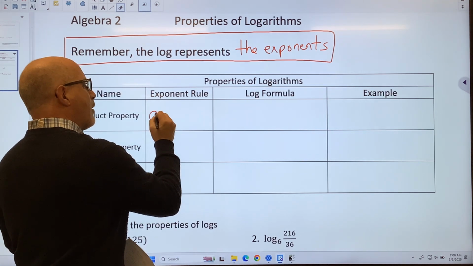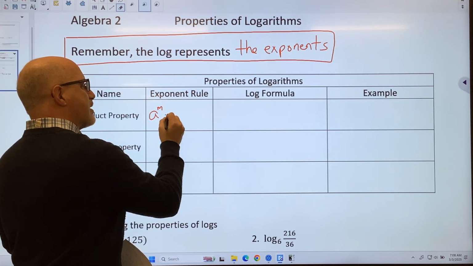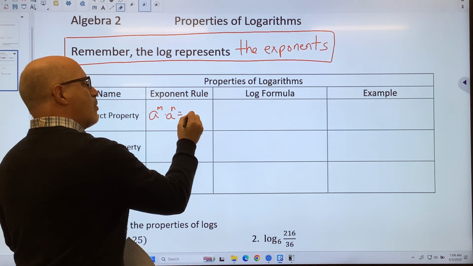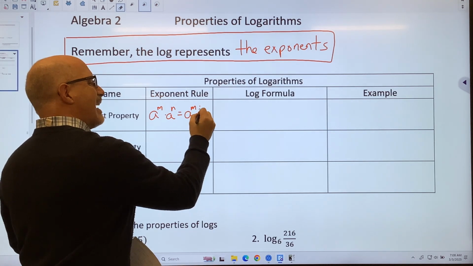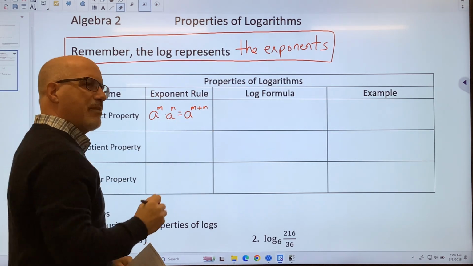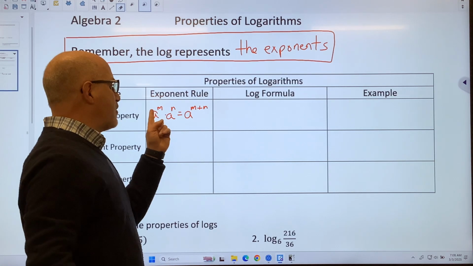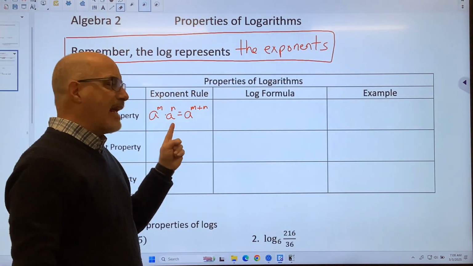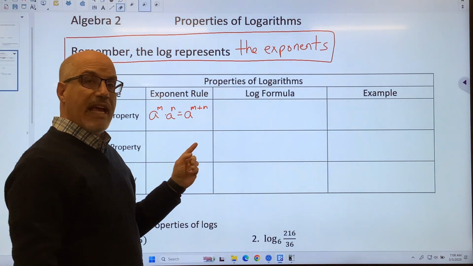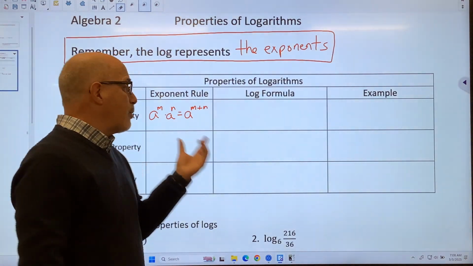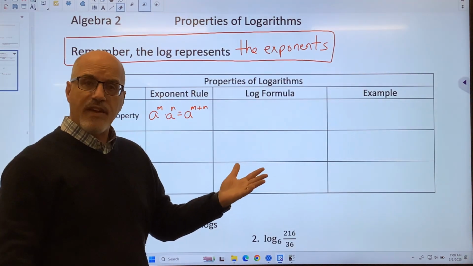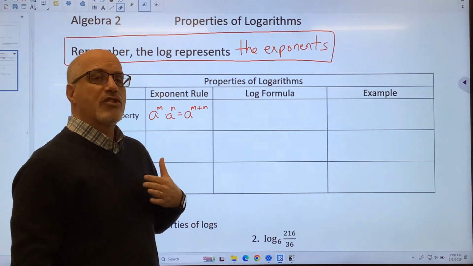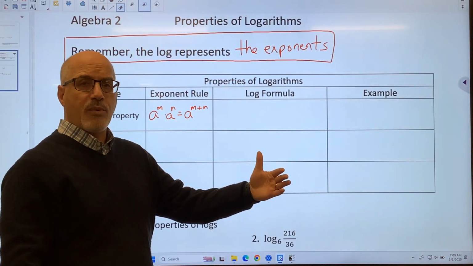We may recall that when we multiply two things with the same base, what we do is we add the exponents. Notice multiplication became addition because this says you have m factors of a and n factors of a, and so when you bring them together, we have m plus n factors of a, because we're multiplying, that's totaling the number of factors that we have.